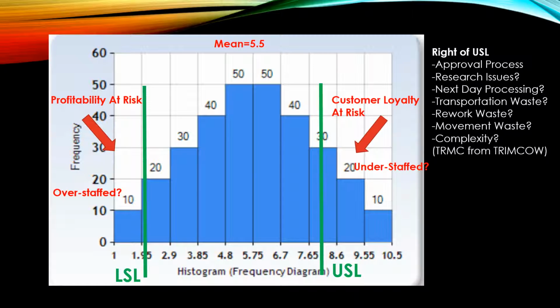Typically to the right of the USL, you want to look for things like approval processes, research issues, next day processing, transportation, rework, movement waste, complexity, those types of things. To the left, left of LSL, inventory waste. Is there overproduction waste, waiting waste?